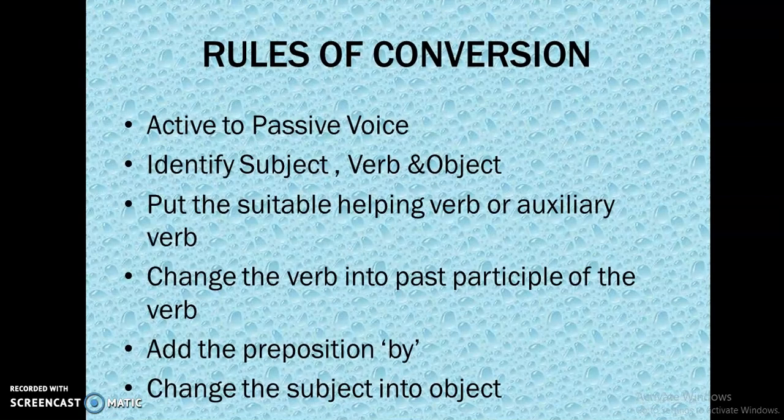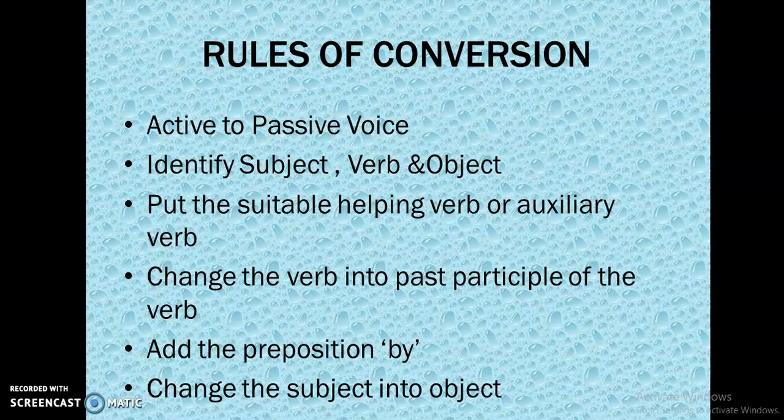Now here are the rules of conversion. How will you change an active voice to passive voice? The first step is identify the subject, verb and object. Next, put the suitable helping verb or auxiliary verb. Third step, change the verb into past participle of the verb. Next, add the preposition by. Next, change the subject into object.